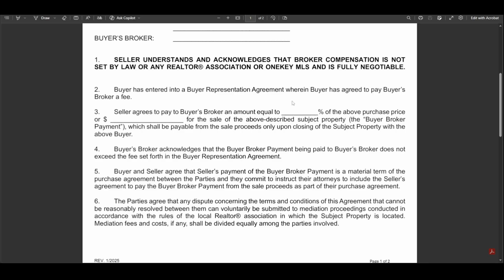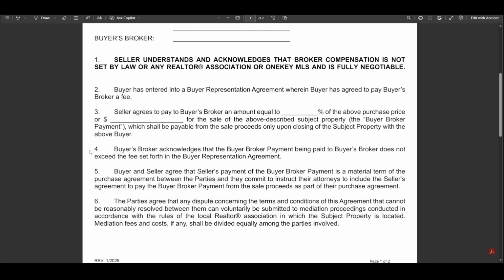Number three, the seller agrees to pay to buyer's broker an amount equal to a percentage. It could be 1%, 2%, or 3%, whatever the percentage is that you agree upon with the seller of the above purchase price. Or instead of a percentage, it could be a certain amount. It could be $5,000, $10,000, $15,000, $20,000, whatever it is agreed upon with all the parties for the sale of the above described subject property.